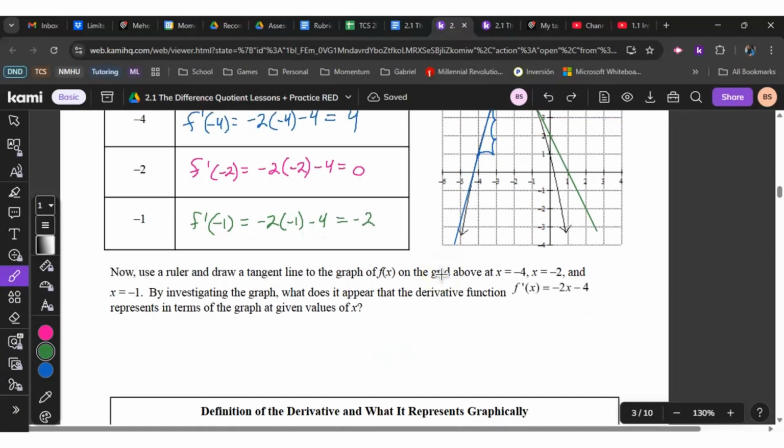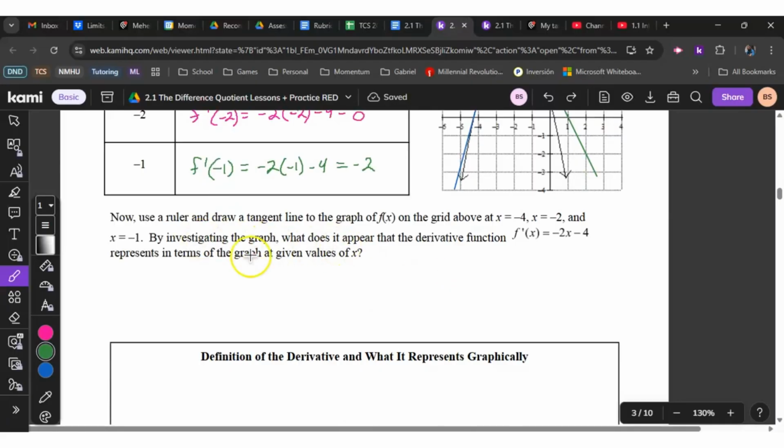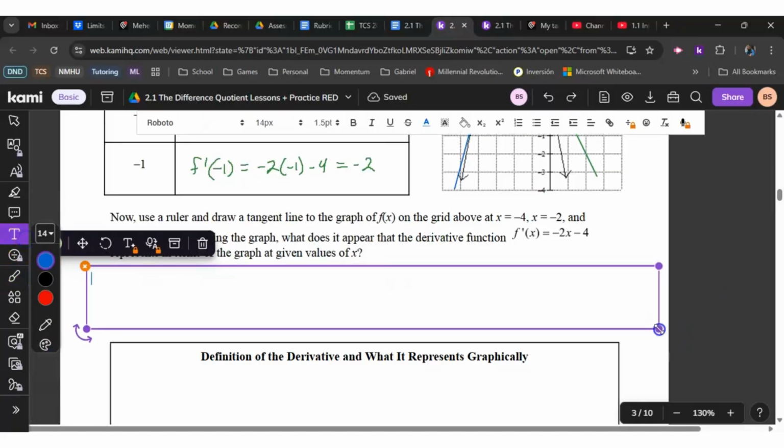All right. So we already did this part. It says use a ruler, and put in those things. We just did that. By investigating the graph, what does it appear that the derivative of the function represents in terms of the graph at given values of x? Well, we already said this, but let's write it out.